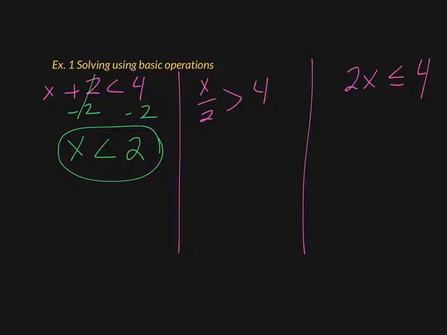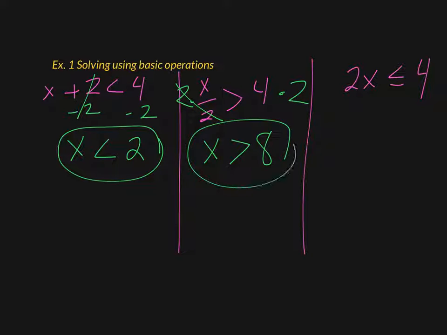Now the next one, we have x divided by 2 is greater than 4. How would we solve that if it was x divided by 2 equals 4? We would times both sides by the reciprocal of 1/2, which in this case would be just timesing it by 2. Those would cancel, so x would be greater than 8. And lastly, we have 2x is less than or equal to 4. To get rid of that 2, we divide, so x is less than or equal to 2.